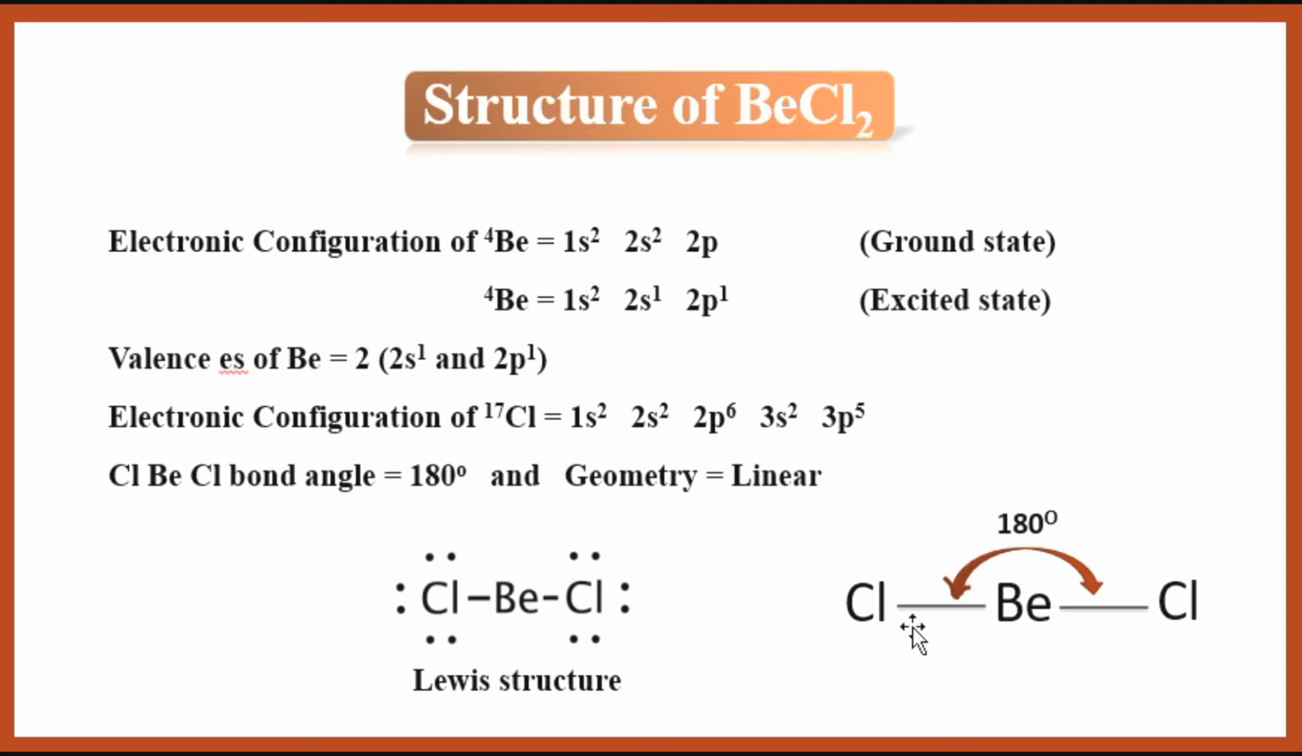In this way, these two bond pairs have been drawn at 180 degrees like this, and in its Lewis structure, the 7 valence electrons of chlorine have been shown in the form of dots over here, and the bond pair has been shown with a small line. And in this way, the chlorine-beryllium-chlorine bond angle comes out to be 180 degrees and its geometry comes out to be linear.